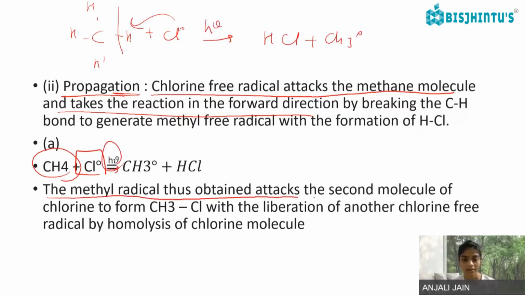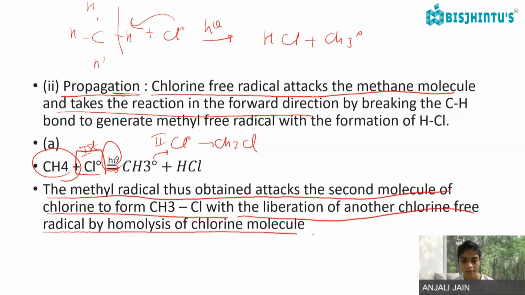The methyl radical thus obtained attacks the second molecule of chlorine. This was the first molecule of chlorine free radical, and this is the second molecule of chlorine. So this will attack the chlorine and form CH3Cl, with the liberation of another chlorine free radical by homolysis of chlorine. There is a continuous homolytic cleavage.